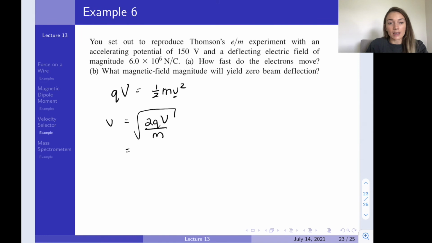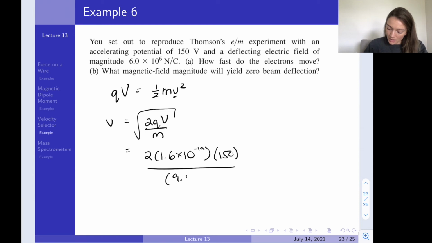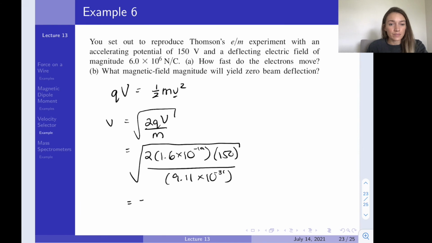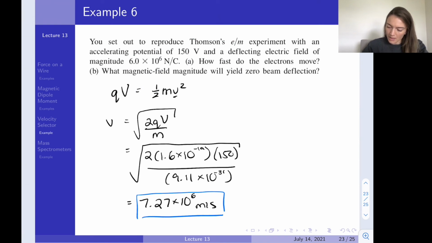So we just have to plug in our charge and mass. We have 1.6 times 10 to the negative 19 times that 150 volts. And then the mass of an electron is 9.11 times 10 to the negative 31 kilograms. And then we take the square root of all this, and this comes out to 7.27 times 10 to the 6 meters per second. So this is about 2% the speed of light, which is pretty fast. So this is how fast our electrons are moving once we accelerate them through this potential difference.